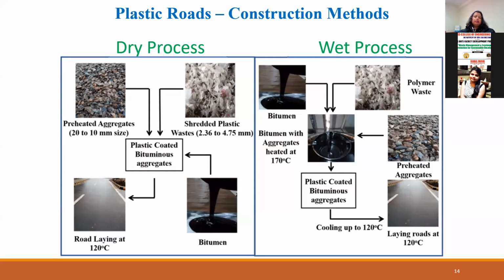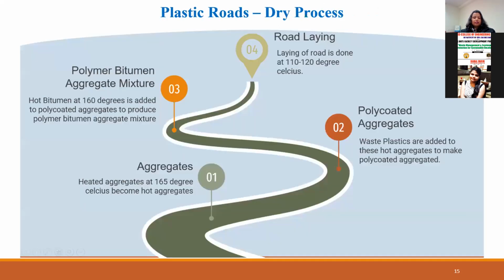So what do they differ in? I'll just explain the dry process first. In the dry process, they take the aggregate and preheat it first. The heated aggregates are taken up to 165 degrees Celsius, and once they are heated, they become hot aggregates. So this is done separately.